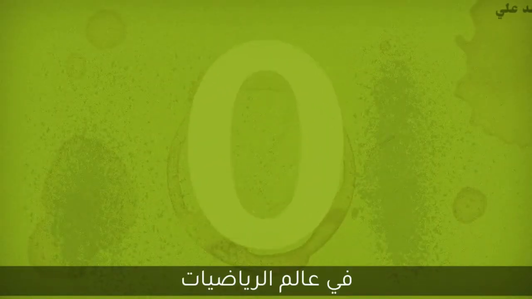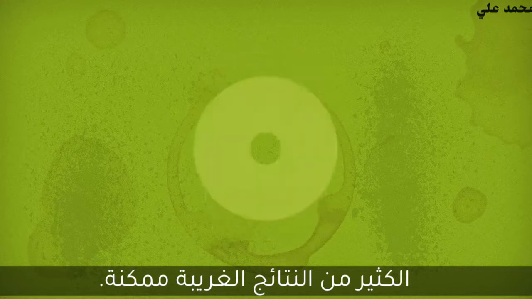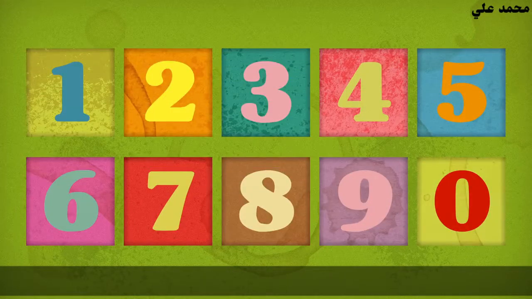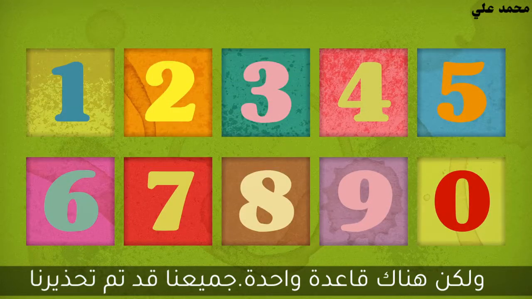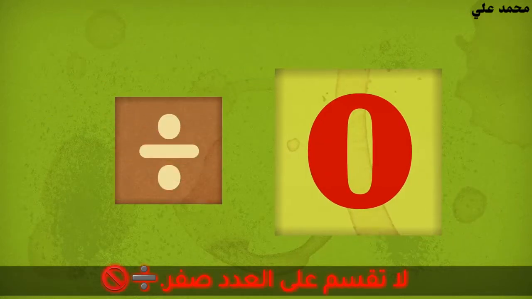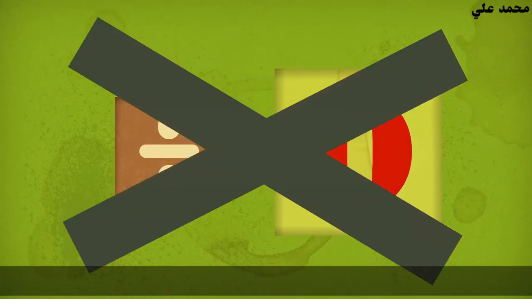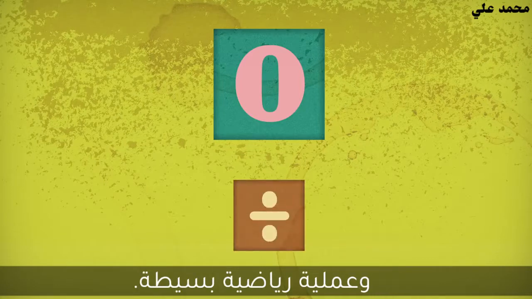In the world of math, many strange results are possible when we change the rules. But there's one rule that most of us have been warned not to break. Don't divide by zero. How can the simple combination of an everyday number and a basic operation cause such problems?